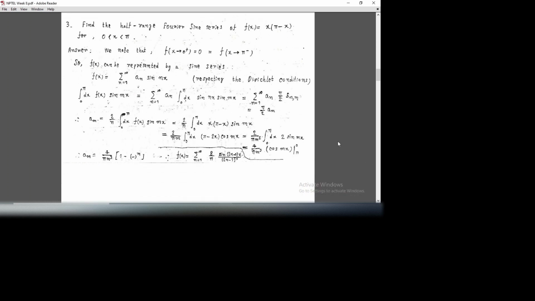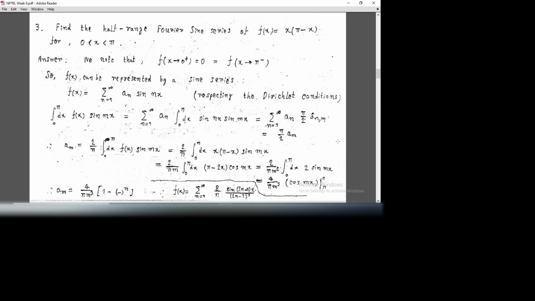Move on to the discussion of Fourier series. So there is something called half range Fourier sine series. So why half range? I hope you know the significance behind this name, half range.